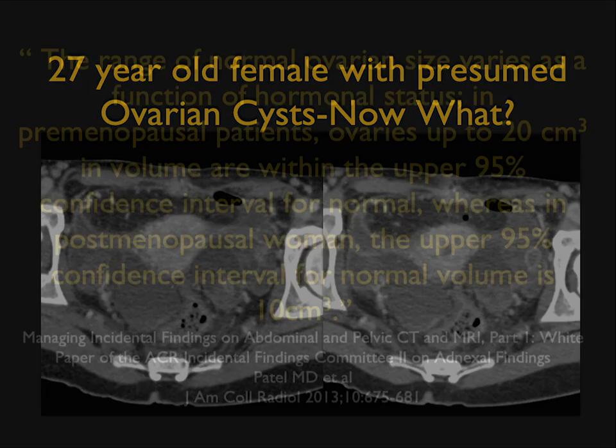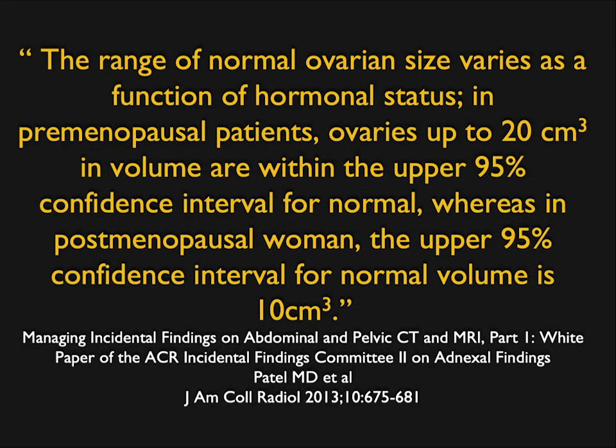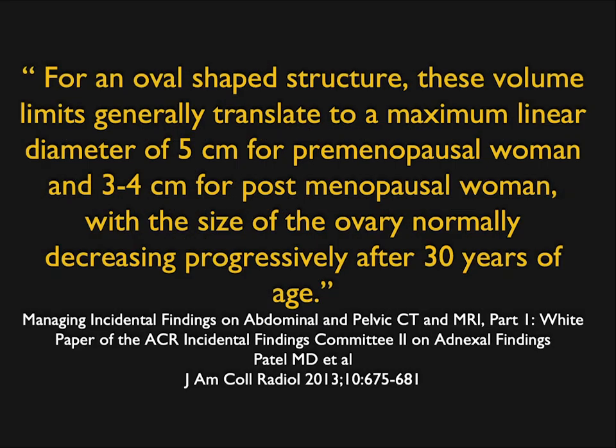Well, we know that ovarian cysts will vary. The range of normal ovarian size varies as a function of hormonal status. In premenopausal women, ovaries up to 20 cubic centimeters in volume are within the upper 95% confidence for normal. While in the postmenopausal woman, the upper 95% confidence level is 10. So again, the age, whether they're postmenopausal or not, becomes very important. And so you translate volume to size. We talk about 5 cm for premenopausal and up to 4 for postmenopausal.